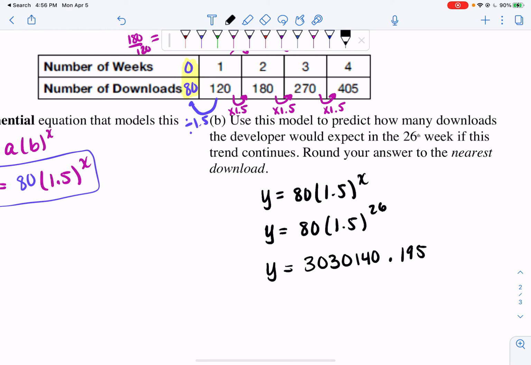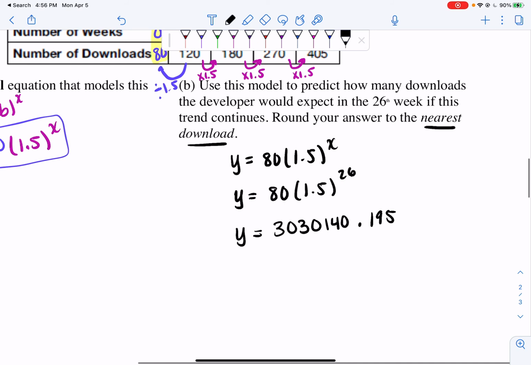3,030,140.195. But it says round to the nearest download, so I'm basically just going to get rid of this part of my decimal. This is just going to go down and disappear. So what I'm dealing with is y equals 3 million. I had to think about that for a second. 3,030,140.